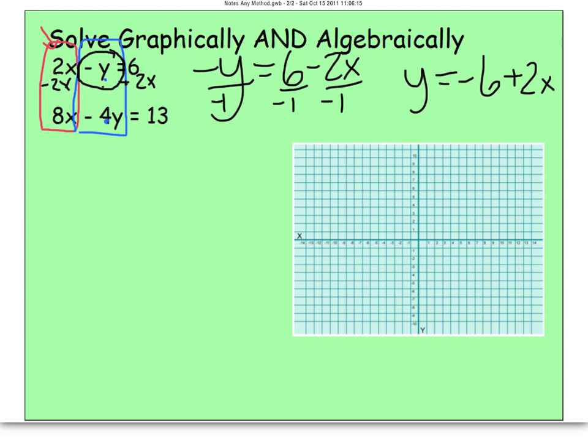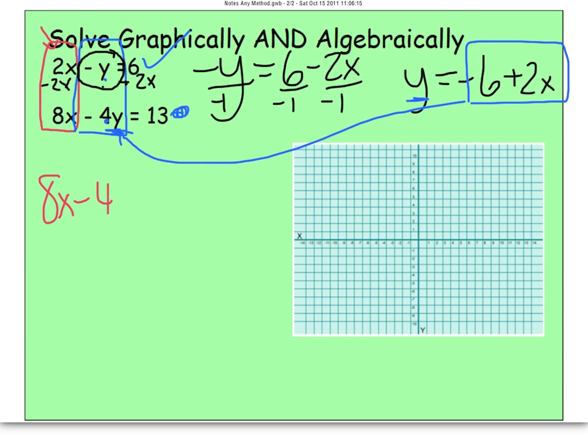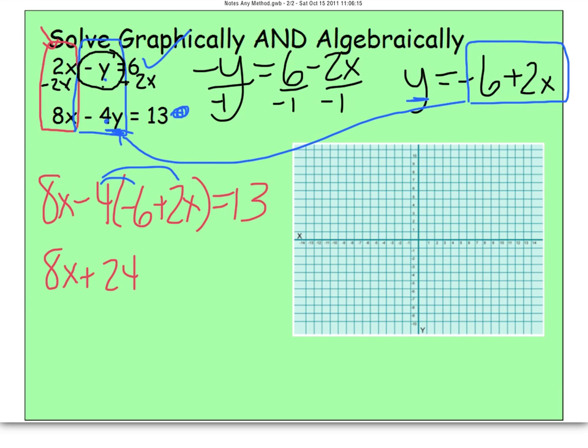Okay, so from the first equation, we got that y is this whole piece, and that came from this. So I must go to the second equation, where I see y, which is right there, and put this whole thing into there. Okay? So I'll have 8x minus 4 times, we have a negative 6 plus 2x equals 13. Now be careful on this one. I'm going to have to distribute a negative 4. So it'll be 8x. Negative 4 times negative 6 is positive 24. Negative 4 times positive 2x is negative 8x equals 13.